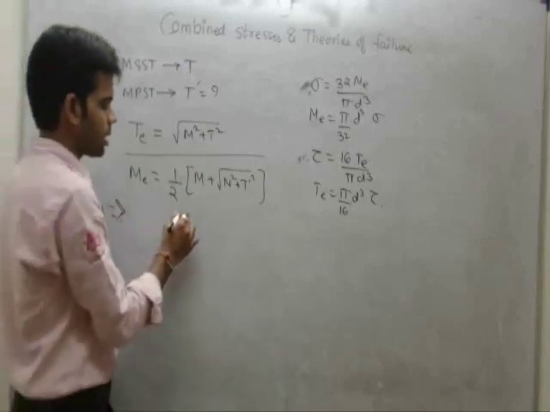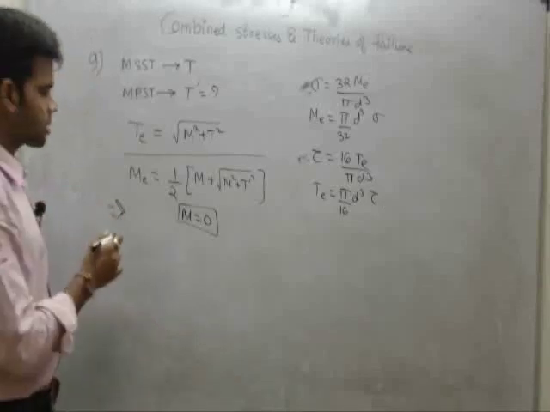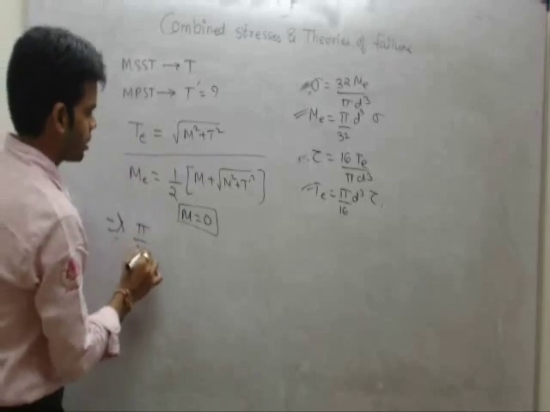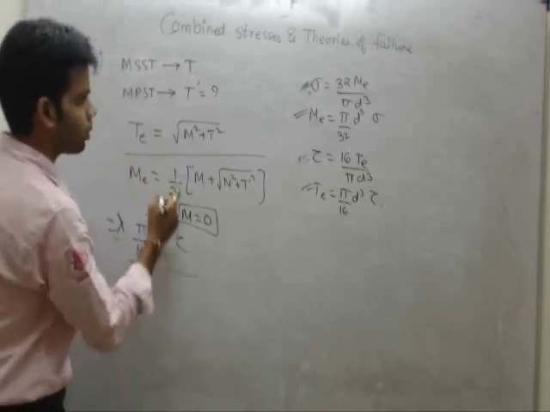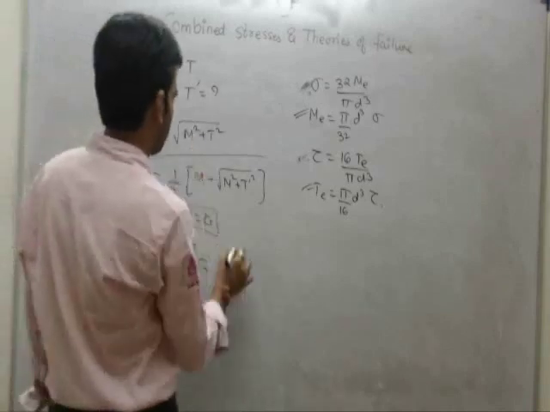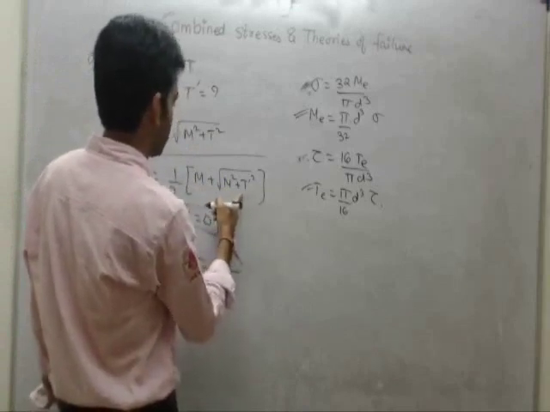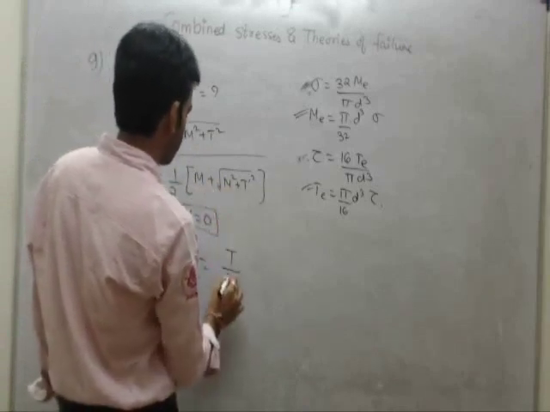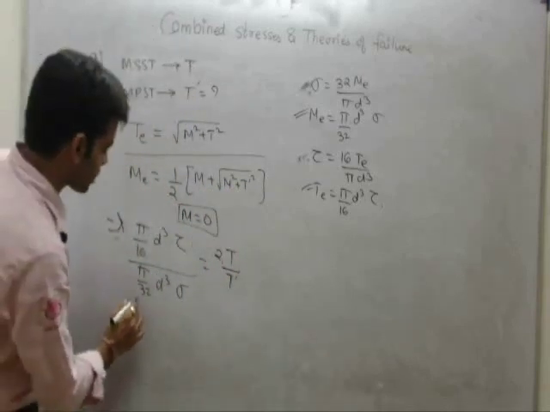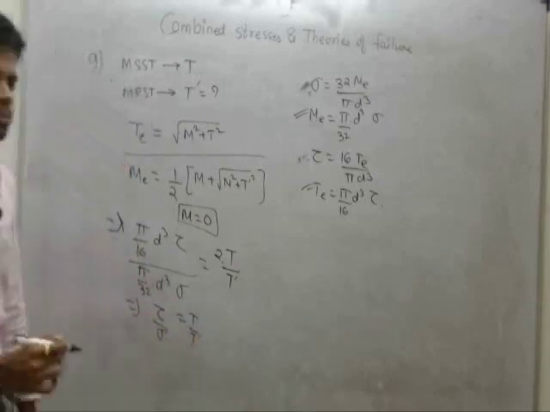And second thing, this M is not applied. That means M is equal to 0. Just put M is equal to 0 and put the value of TE and ME. What we will get? Pi by 16 d cube tau upon pi by 32 d cube sigma is equal to T upon, M will be 0, this is T dash by 2. Or we will get tau by sigma is equal to T by T dash.